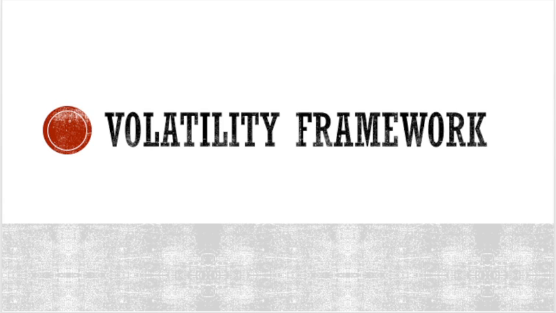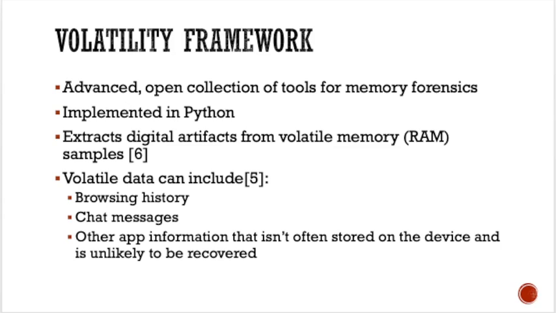So I'll be talking today about the Volatility framework. Volatility is an advanced open collection of tools that is used for memory forensics. And the great thing about Volatility is that it's implemented in Python. Volatility is able to extract digital artifacts from volatile memory samples, and volatile data can include things such as browsing history, chat messages, or other app information that isn't often stored on the device and is unlikely to be recovered.